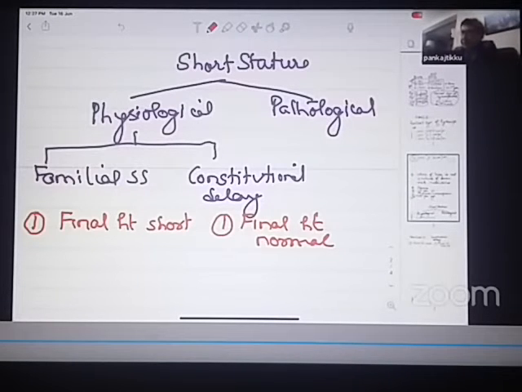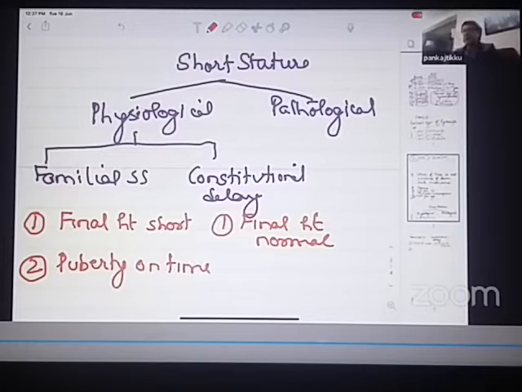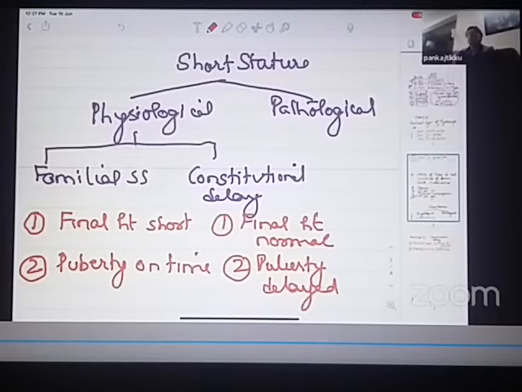Another important difference between them is puberty. Puberty usually comes on time in a case of a familial short stature, while puberty is usually delayed in the case of a constitutional delay. So just remember the term delay, constitutional delay. A delay in achieving a normal height, also a delay in the timing of puberty. That is why the name delay.